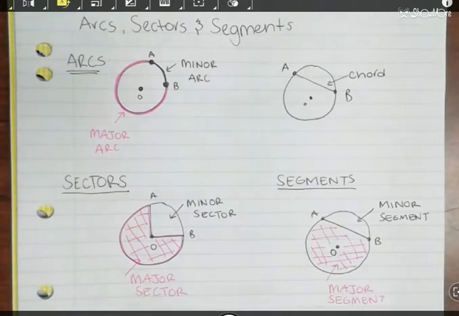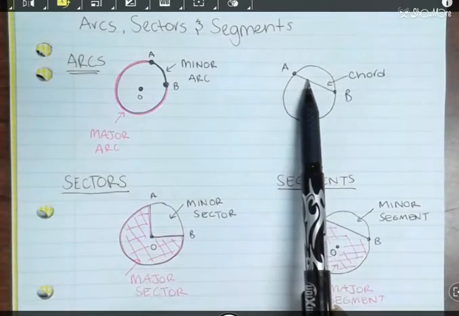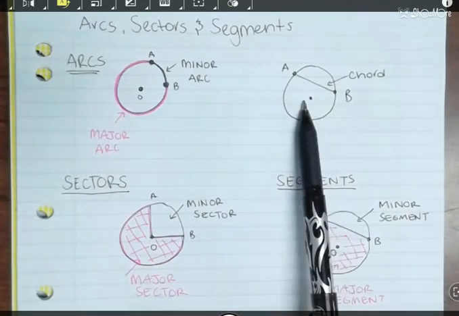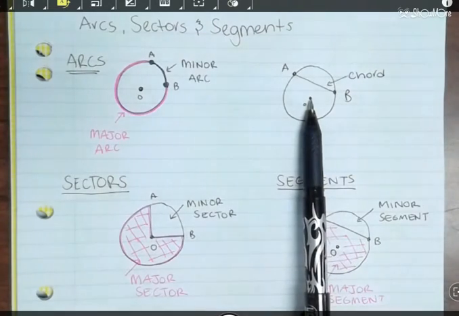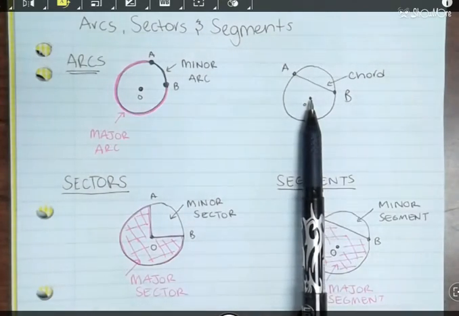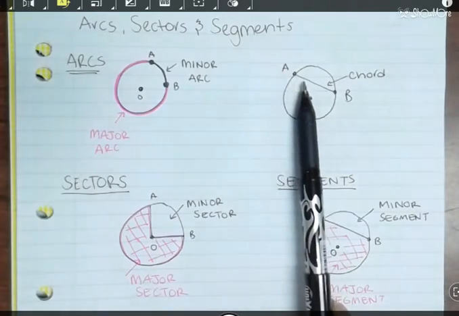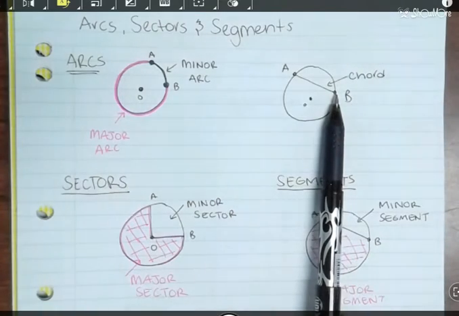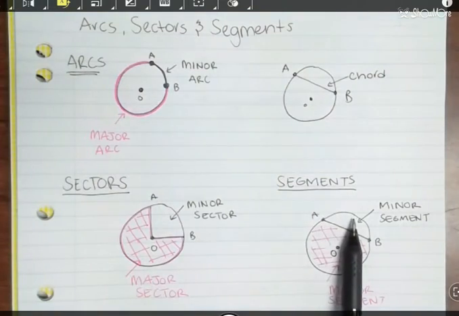A chord is when you have a point on the edge of the circle connecting to a point on the other edge of the circle. It doesn't go through the center. What would we call the chord that goes through the center from edge to edge? Diameter, very good. So a chord is a straight line from one edge of the circle to the other. It can be big, it can be small, and what it does is it creates the segments.